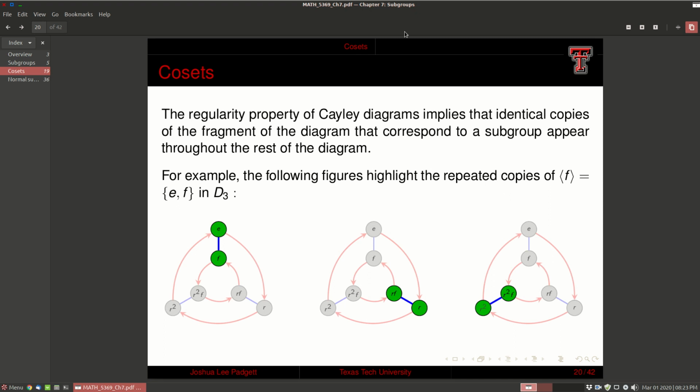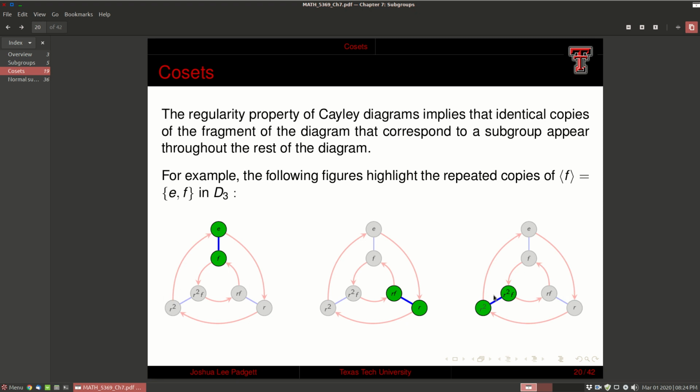So, what do I mean? So the regularity property of the Cayley diagram implies that there must be identical copies of the fragment that correspond to a subgroup throughout the rest of the diagram. So for instance, if I look at the subgroup generated by F, it's just this little piece right here. So in the first diagram, it's the green and blue highlighted. And what we can see is in the middle diagram, there's another thing that looks just like it, and in the next diagram, there's another thing that looks just like it.